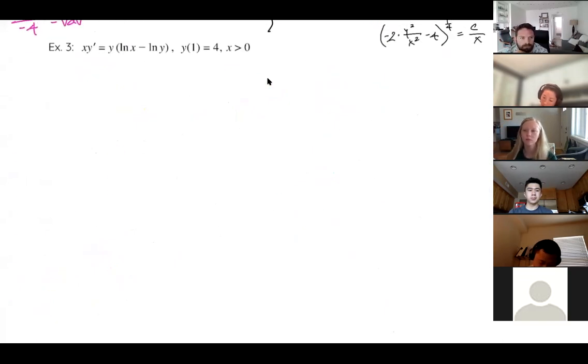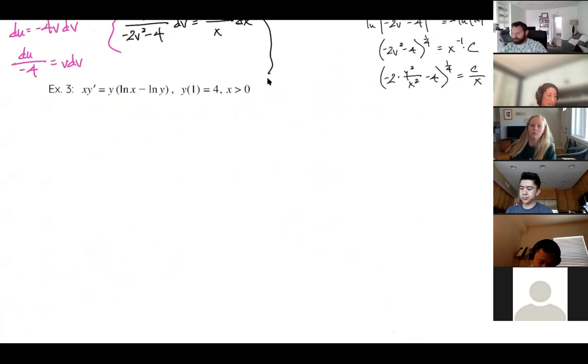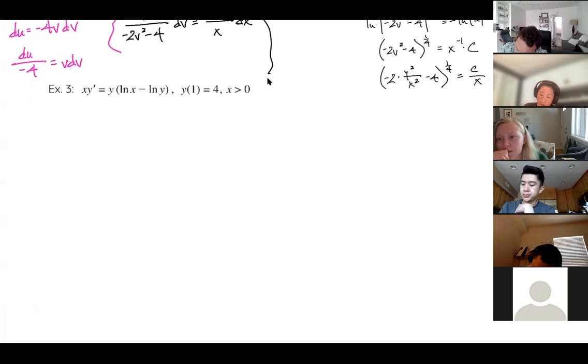All right. So let's take a look at example 3. Now with example 3, we've got xy prime equals y times natural log of x minus natural log of y, and we've got an initial condition. Okay, so what that means is at the end, we're not going to have a c, but rather we're going to have a numerical value for c.